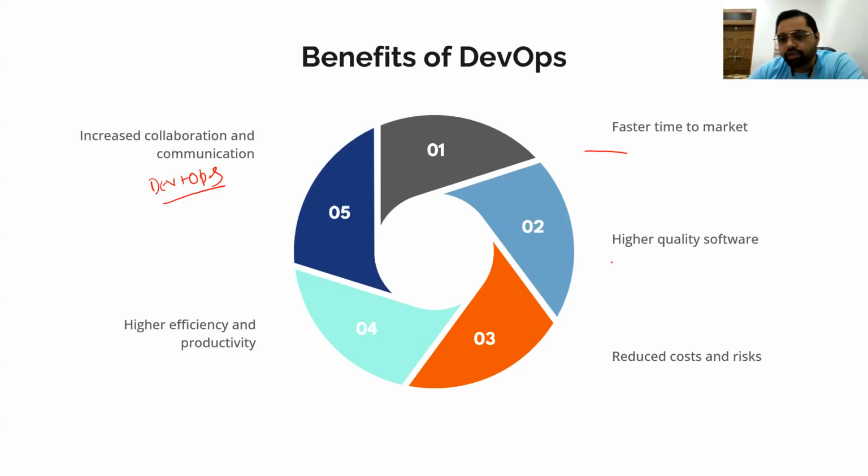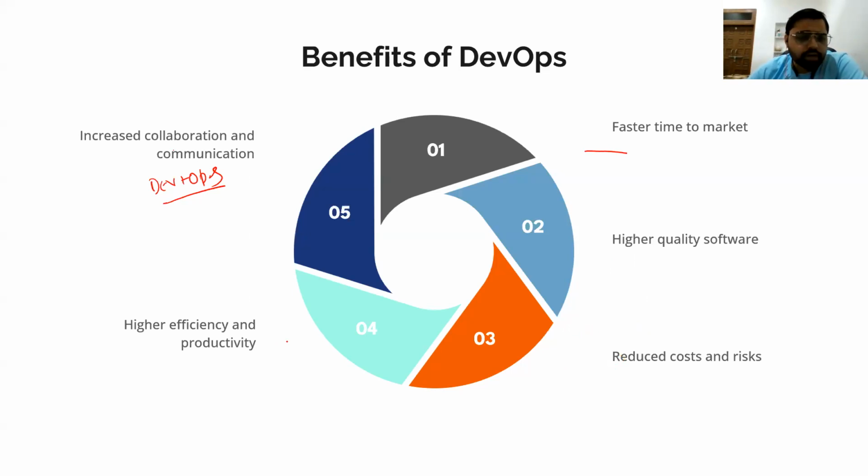And another benefit is high quality software. As we already discussed, because you are doing continuous integration, testing, and feedback, the quality of your software is definitely going to increase, right? And reduced cost and risk. So how does it reduce the cost and risk? Basically, as everything is automated, you don't need multiple resources for that. Only 1% or 2% can do that thing. If we don't need many resources, obviously we are getting reduced cost also.